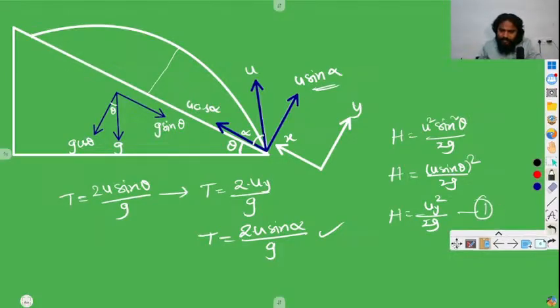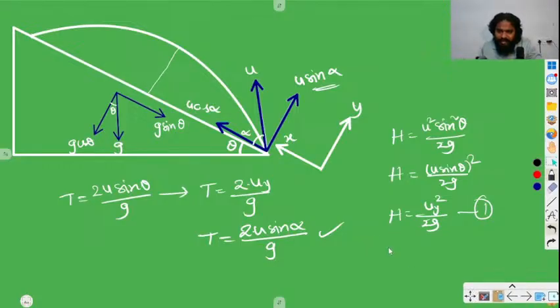Now the same formula you can use here. H is equal to uy square by 2g, where uy is u sine alpha, so h is equal to u square sine square alpha by 2g. And one more thing, before, g was vertically down, right? What is the meaning of g here? It's very important, sorry for forgetting this. G is nothing but acceleration due to gravity along the y-axis, right?